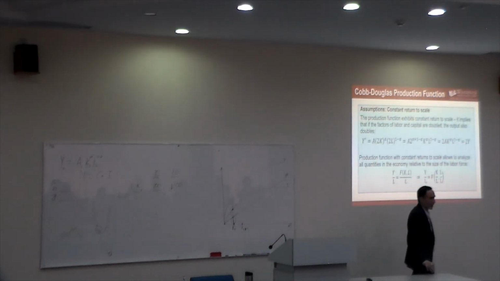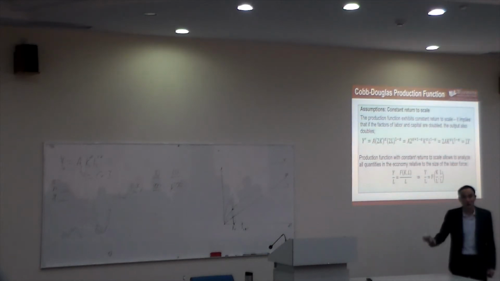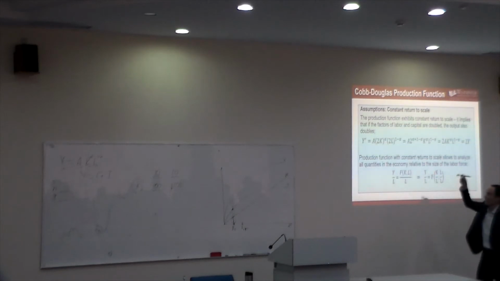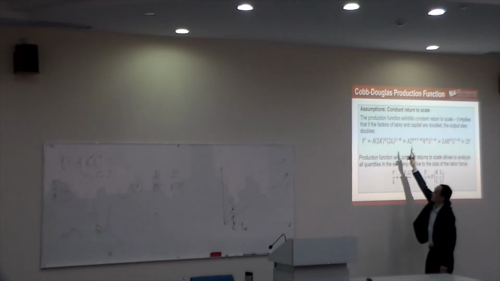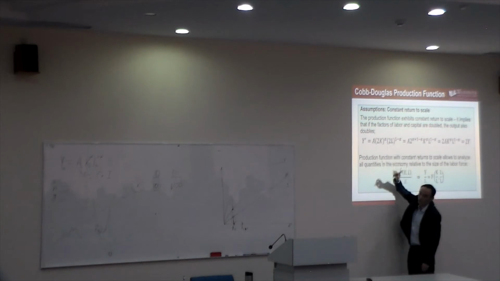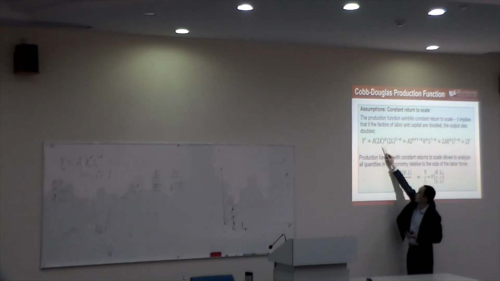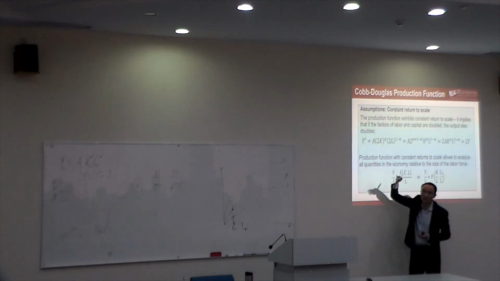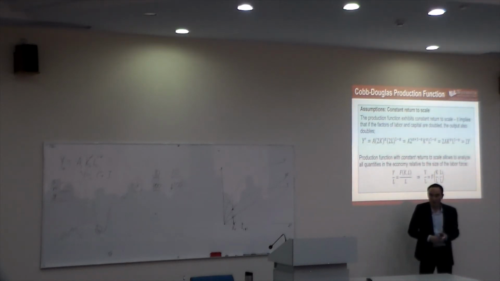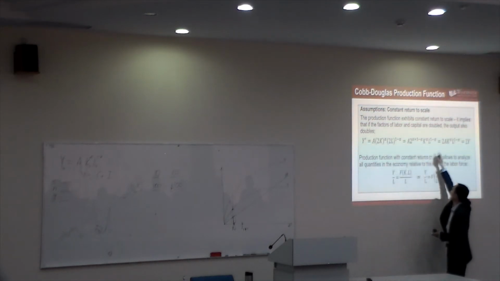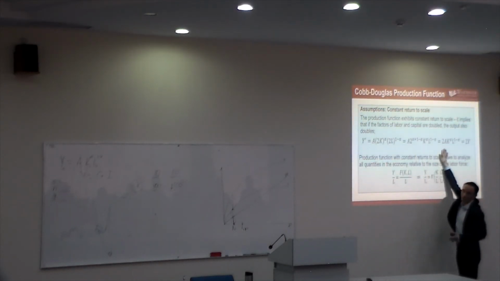So why the Cobb-Douglas production function? As I said, because it has constant returns to scale. In other words, because the sum of these exponents is equal to 1. If you double, triple, or quadruple both factors by the same amount, the output will increase by the same amount. So if you double both, output will double.